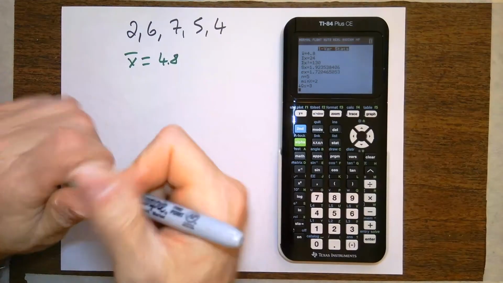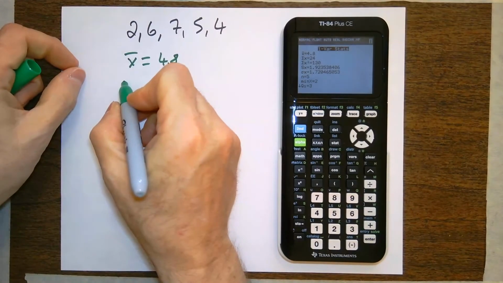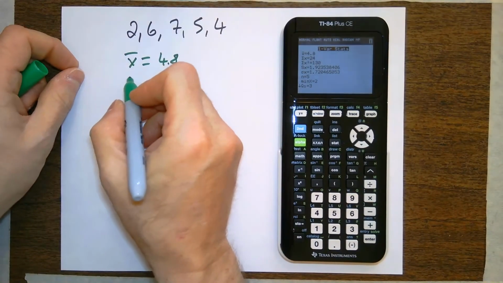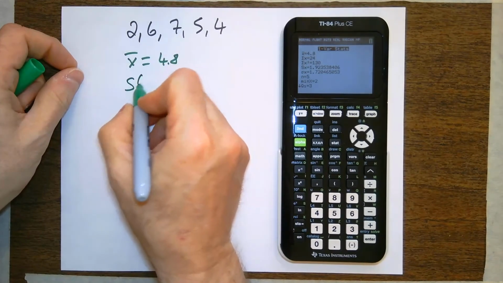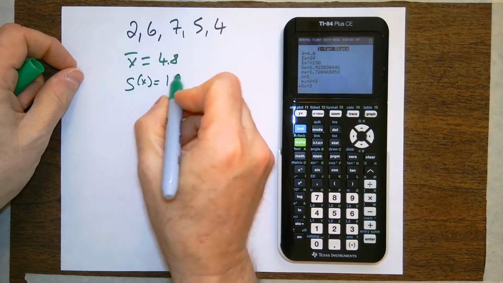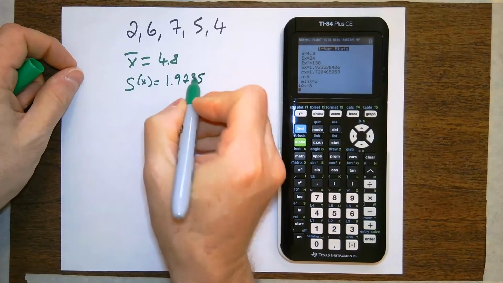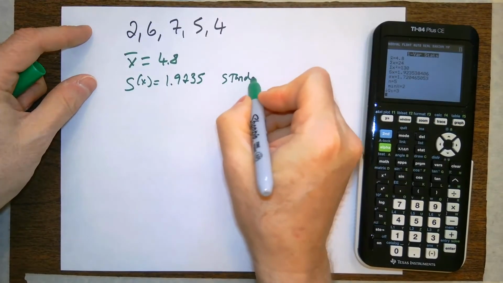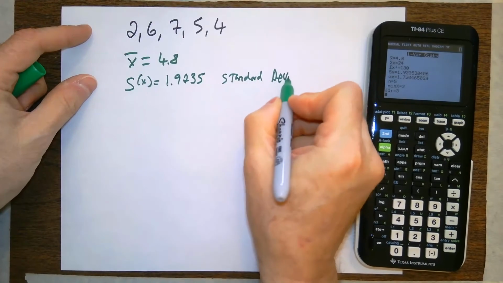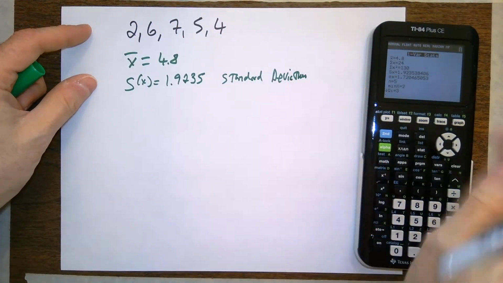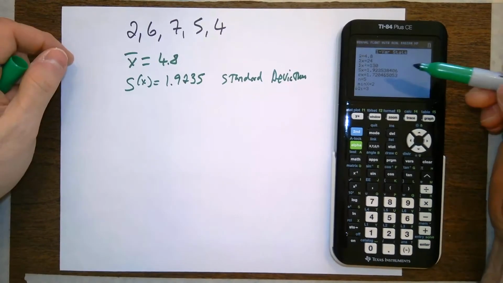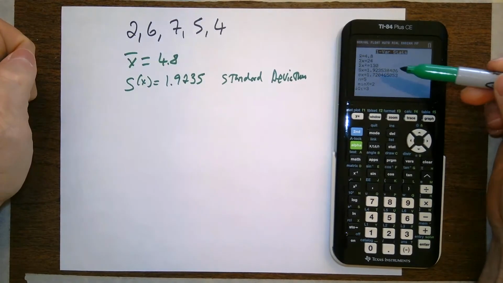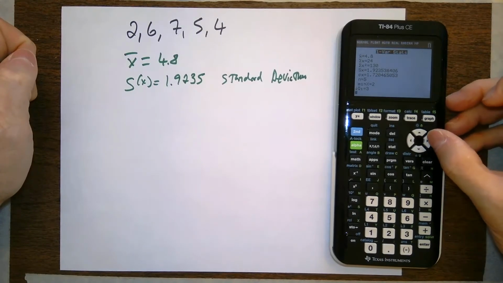Sx is 1.923. That's Sx, 1.9235, whatever. That's my standard deviation. And if I look at that squared, that would be my variance.